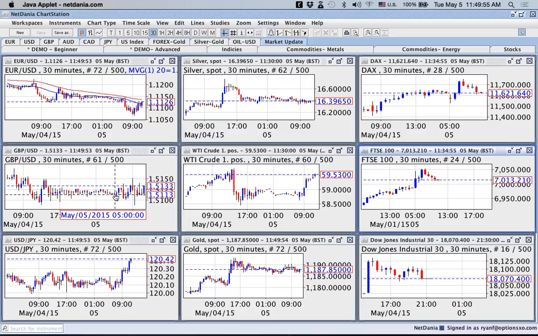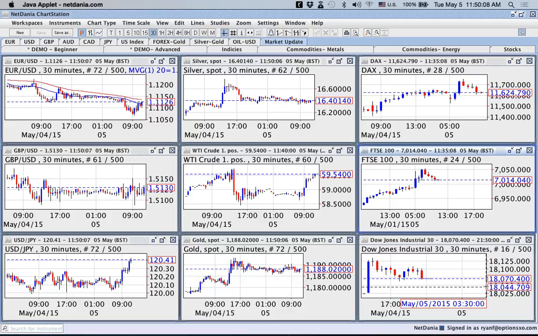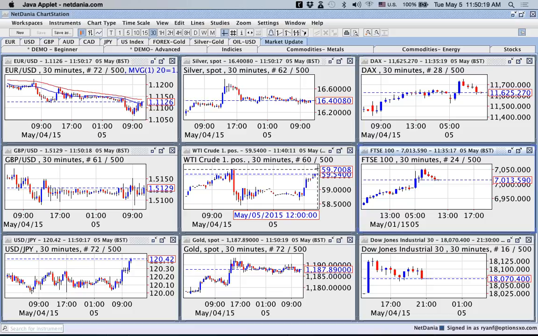But we also notice a number of other assets here. We have DAX went down a little bit. We had, looks like, a high of 11,700, now at 11,623. FTSE at 7,000. Dow Jones lowered to 18,000, had a high of, looks like, 18,000, upper 100s. Gold at 1188. Oil again at 59.54, reaching towards 59.7. Silver at 16.4. Pound dollar at 1.5, and dollar yen increasing at 120 and above. Wow, making a big run there.